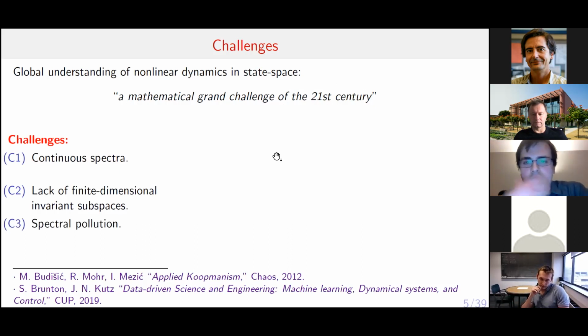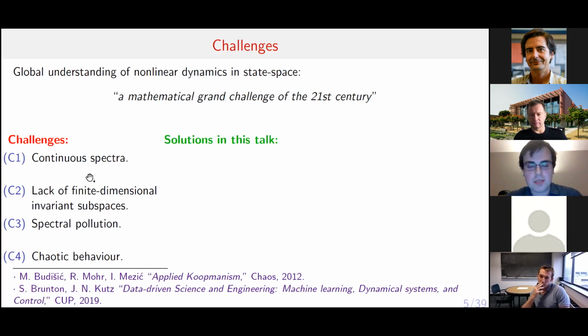Spectral pollution. So when we discretize the operator K to a finite matrix and compute eigenvalues, those eigenvalues sometimes have nothing to do with the spectral properties of the actual operator itself. So you get pollution in the spectral approximation. So we'll see an example of that in 2 slides' time. Chaotic behavior can also be very difficult. So, solutions to these problems in this talk.